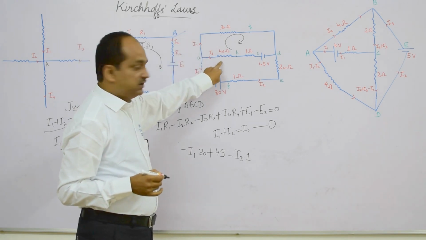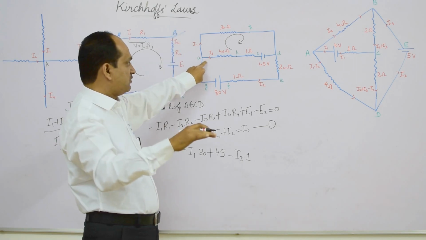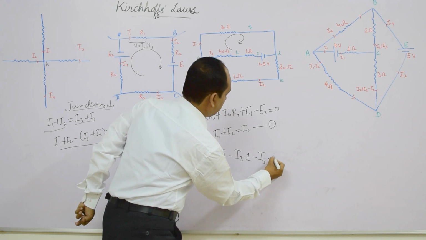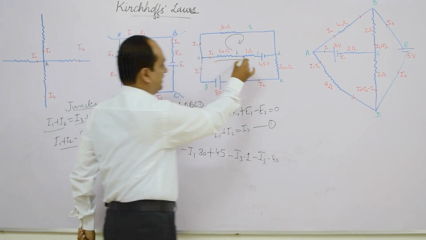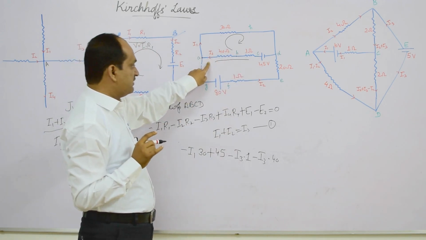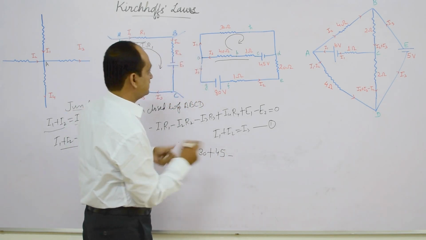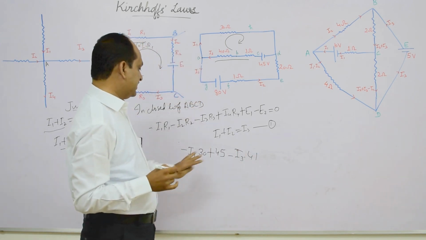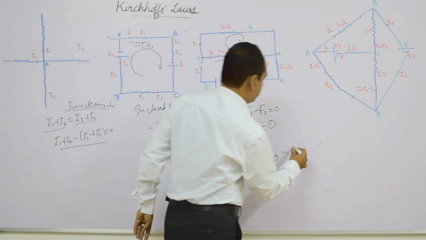Again we have the 40 ohm resistance and current is I3 in the same direction, clockwise. That should be minus I3 into 40. Or we can write these two are in series, so first we will add 40 plus 1, 41, and the current is I3 in clockwise direction. So here we can write minus I3 into 41. Now its sum will be 0. This is our equation number 2.